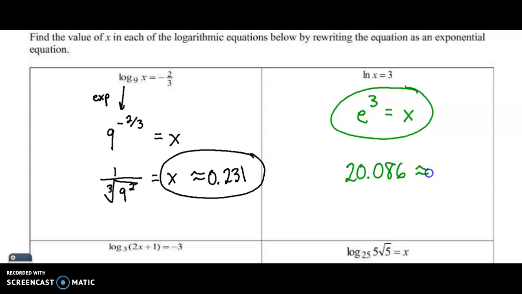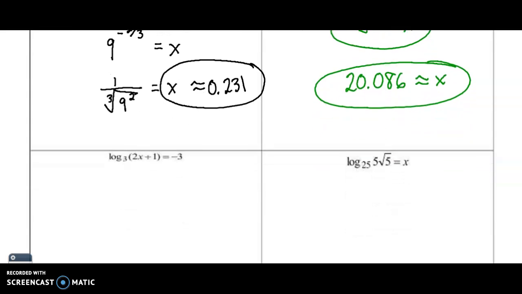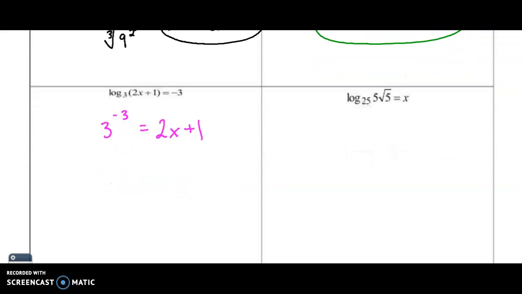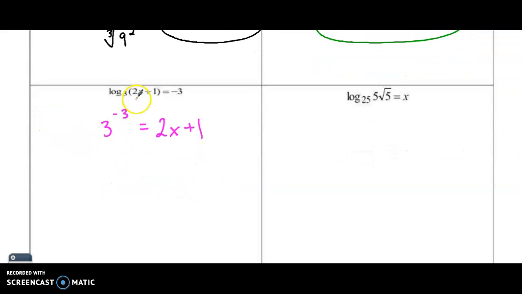Depending on if I ask for a rounded answer, I might expect to see that. So the next problem, change it to exponential form. So we're looking at 3 to the negative third power is equal to 2x plus 1. Now, it would be nice if you gave me the exact value. That becomes 1 over, because it's a negative exponent, 3 times 3 times 3 is 27. And then to solve for x, you're going to subtract 1 over.